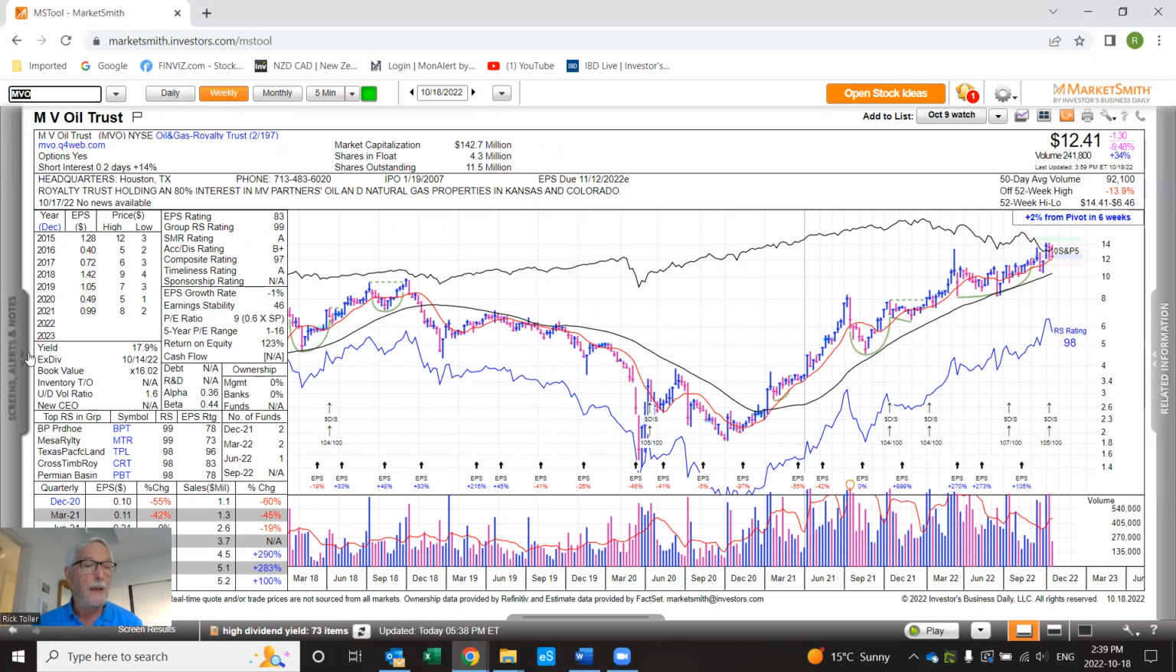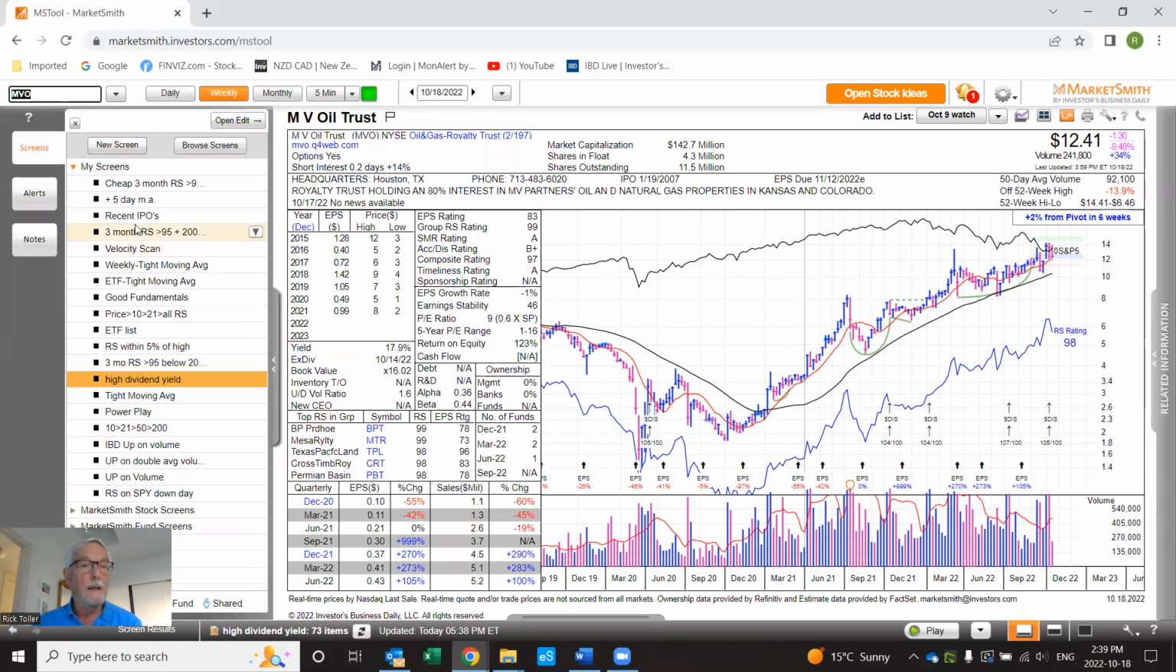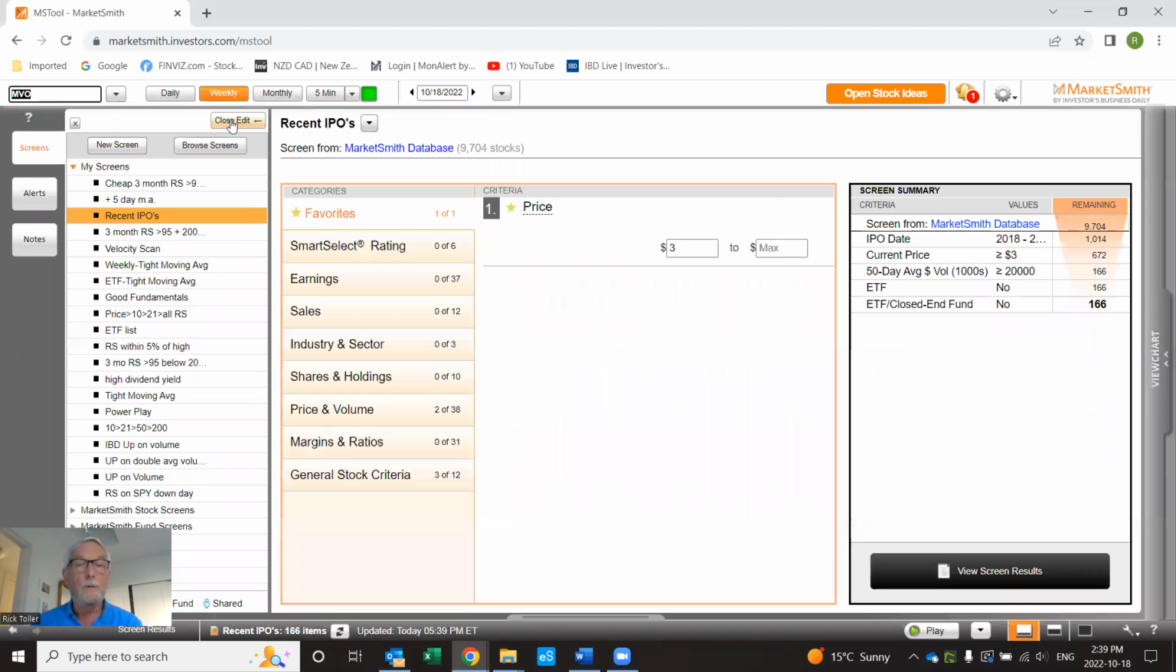Another interesting scan that I have is IPOs, stocks that have gone public in the last whatever period of time. My particular scan, I just opened the edit, is I'm looking for an IPO date from 2018 forward. So they've only been public for 4 years. Current price is greater than the 3.